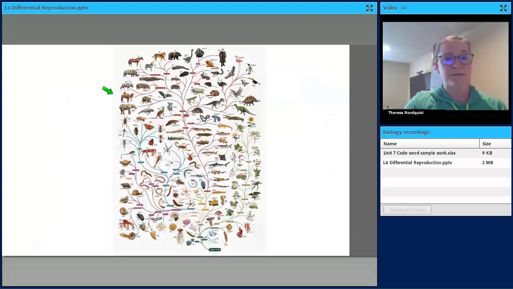I found this picture that I just love. It shows all the different organisms. And again, with the idea of common ancestor, you can take any two organisms, go back far enough in time and find a common ancestor between them. Or you can go back far enough to find a common ancestor between everything.